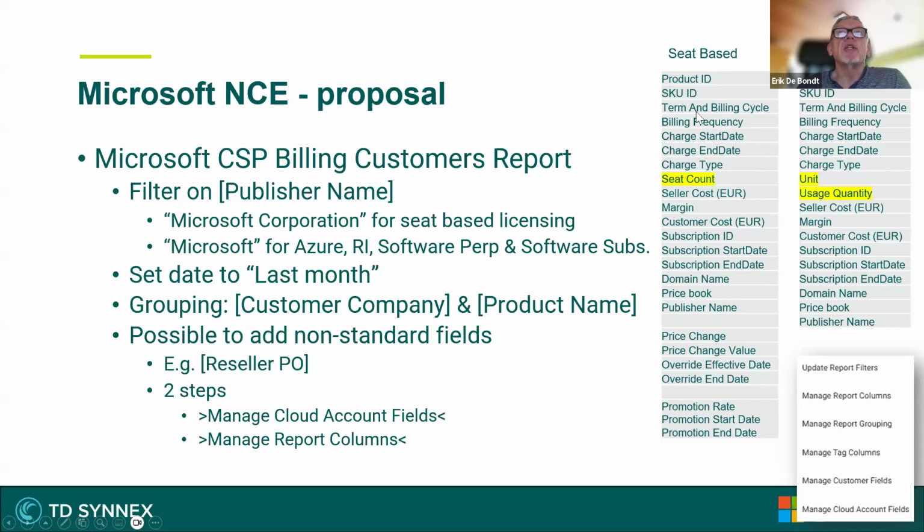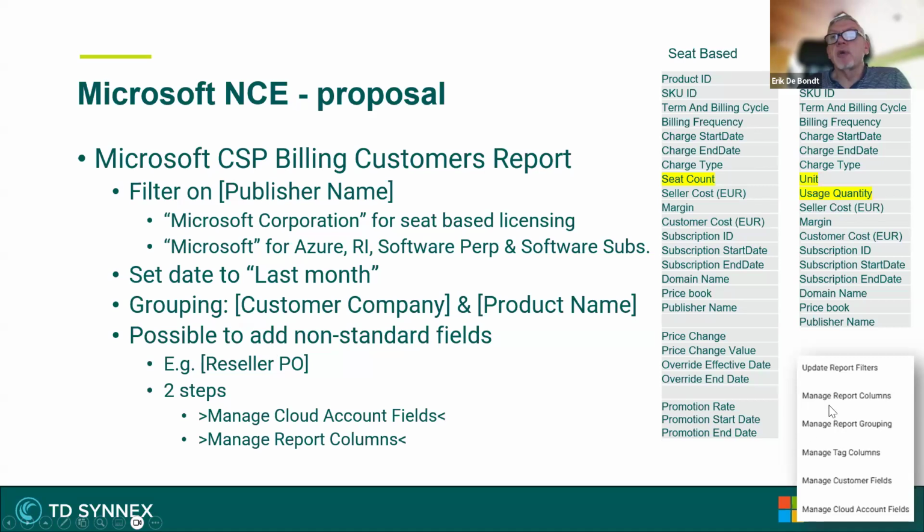And you see here in seat-based, so NCE in yellow, you have the seat count that gives you the correct number. For Azure, it's the usage quantity that gives you the exact number. So basically, that's why we have two reports created, one with the seat count, NCE, because seat count there is important. For Azure, it's the usage quantity, which is important, and less the seat count. So basically, that's why we created multiple reports out of that one.